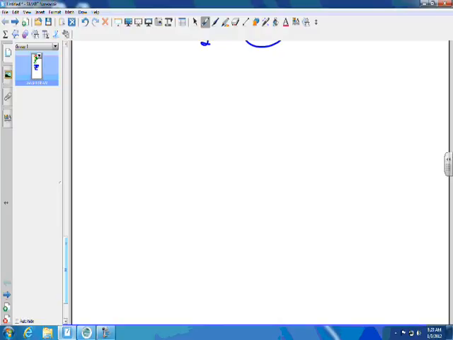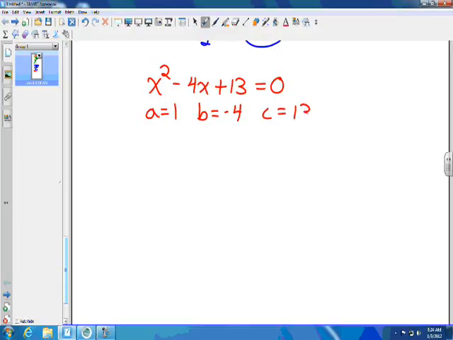x squared minus 4x plus 13 equals 0. A is 1. B equals -4. C is 13.